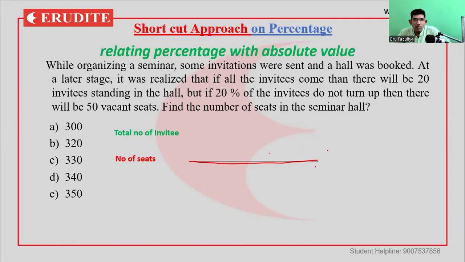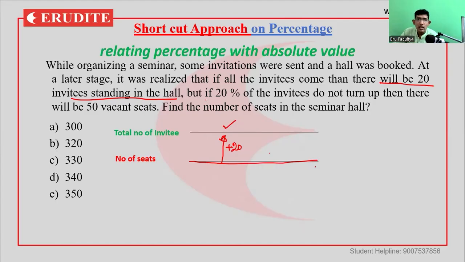Okay. Now, if all the invitees come, then what will happen? If all the invitees, meaning if 100% people come, then there will be 20 invitees standing in the hall. That means the total number of invitees is 20 more than the total number of seats available. This we can say. The total number of invitees is 20 more than the total number of seats. Okay. This is why I am representing it: number of seats plus 20 is equal to total number of invitees.